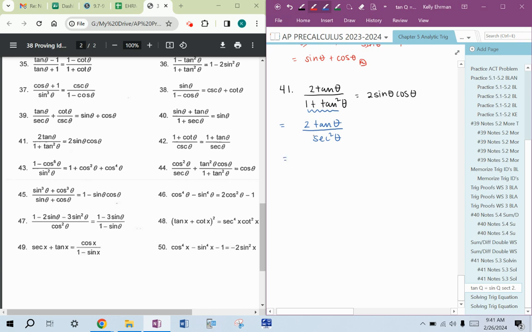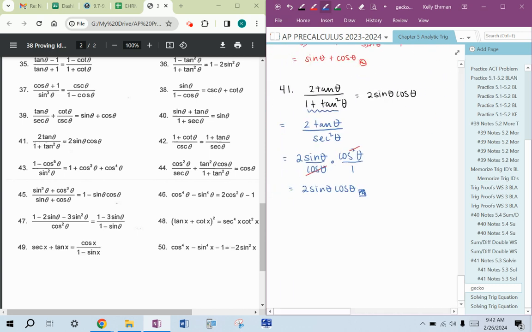And at this point, I want to rewrite in terms of sine and cosine. So 2 times sine theta over cosine theta. And then instead of divided by secant squared, we can say times cosine squared theta over 1. And because all of this is just multiplication and division, we're allowed to cancel out this cosine in the bottom with 1 on the top. Those divide out to 1. And we're left with 2 sine theta cosine theta.